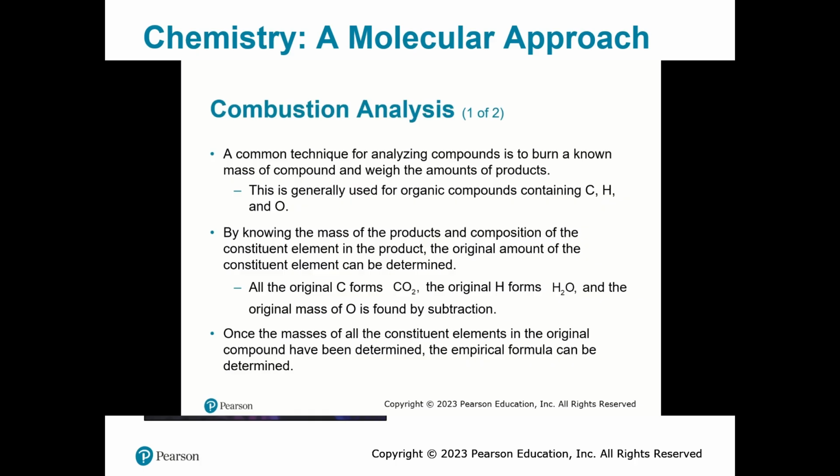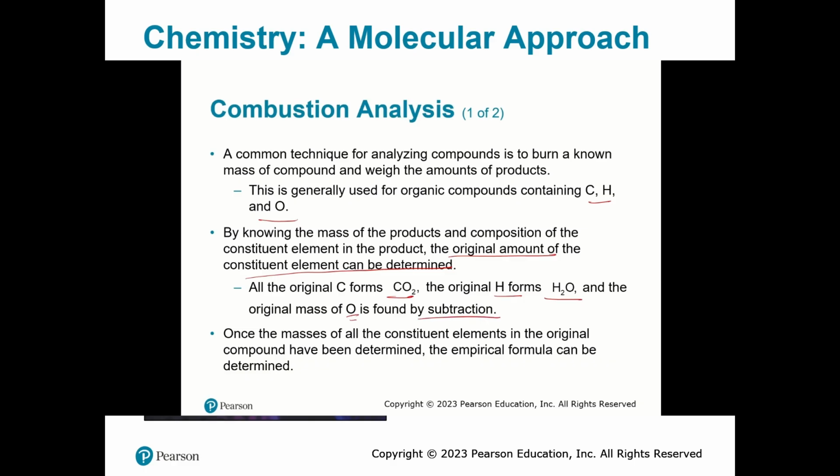Let's analyze combustion analysis. A common technique for analyzing a compound is to burn a known mass of the compound and weigh the amounts of products. This is generally used for organic compounds containing carbon, hydrogen, and oxygen. By knowing the mass of the products and the composition of the constituent elements in the product, the original amount of the constituent elements can be determined. All the original carbon forms CO2. The original hydrogen forms water. And the original mass of oxygen is found by subtraction.